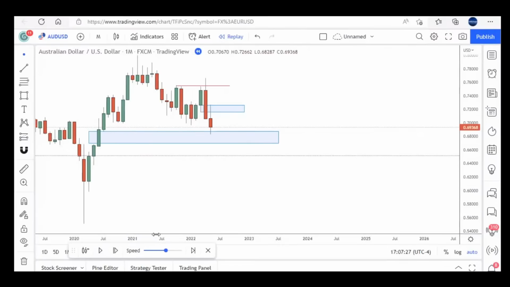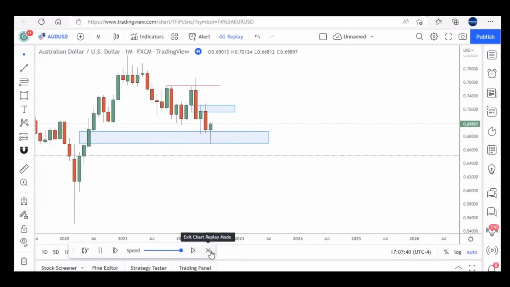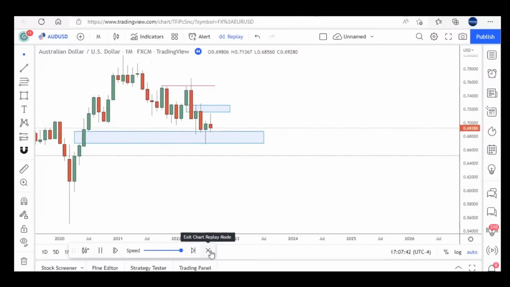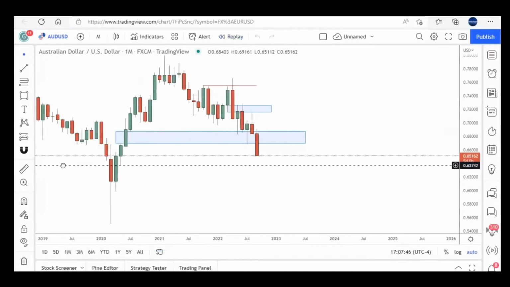Monthly chart. So here's that level. I'm going to go ahead and speed this up so we can dig into the next step of this. So there's the result of that.